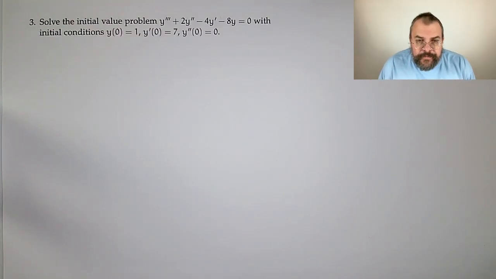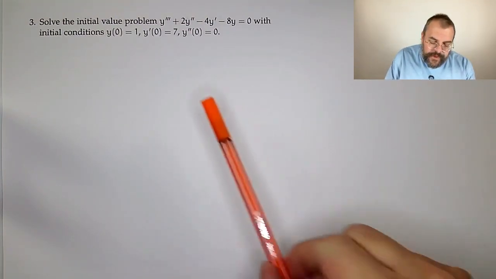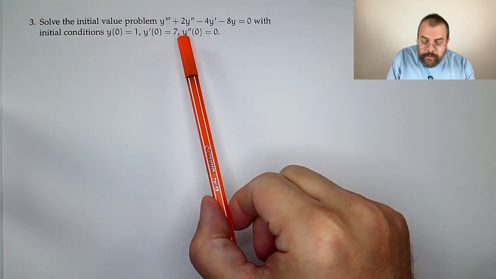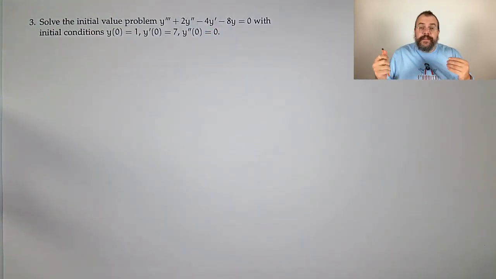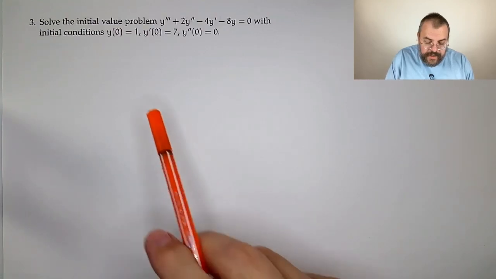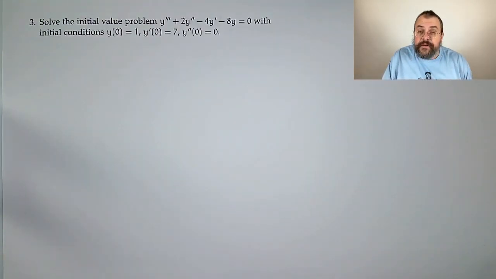On to number 3. Solve the initial value problem. It's a third derivative. So the third derivative of y plus 2 times the second derivative of y minus 4 times the first derivative of y minus 8y equals 0. And then there are some initial conditions. What happens to the function at 0, the derivative at 0, and the second derivative at 0?